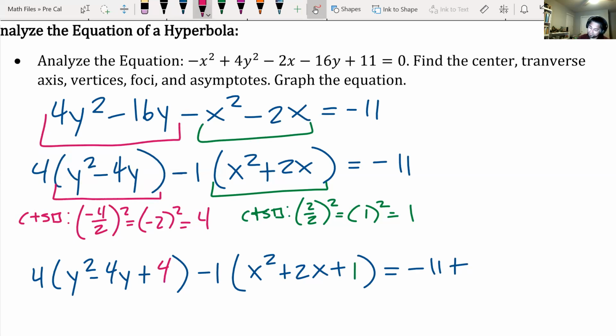16. Remember, this 4 and that 4. If that 4 wasn't there, then yes, it would just be 4. Plus, what are we going to have here? Negative 1. Good. Because this negative 1 times that 1 gives me that negative 1. I always forget those outside numbers. It's killer.